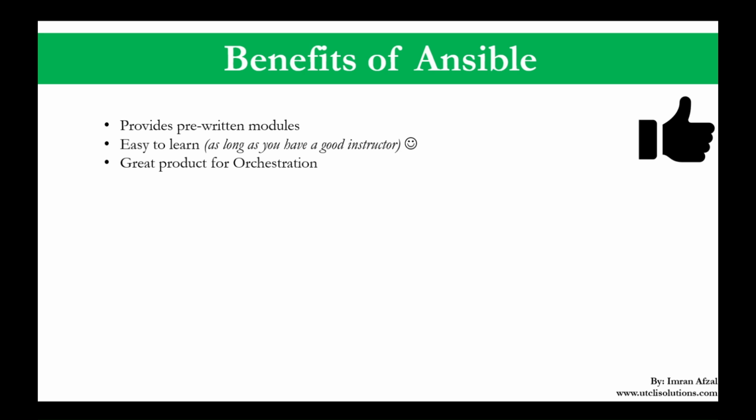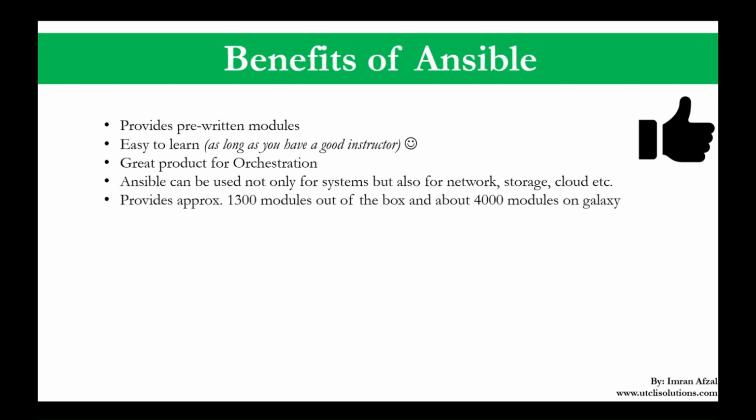All right, great product for orchestration. Yes, if you have an environment where you have to schedule tasks or put them in order, it's a great product for that. Ansible can be used not only for systems but also for network, storage and cloud. All those gears that you have, if you wanted to configure them, you could use Ansible for it. It provides approximately 1300 modules out of the box and about 4000 modules on Galaxy.